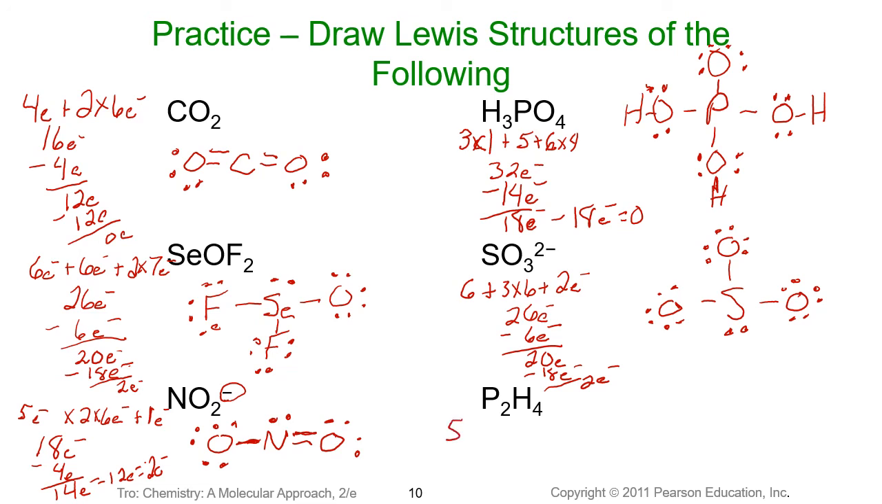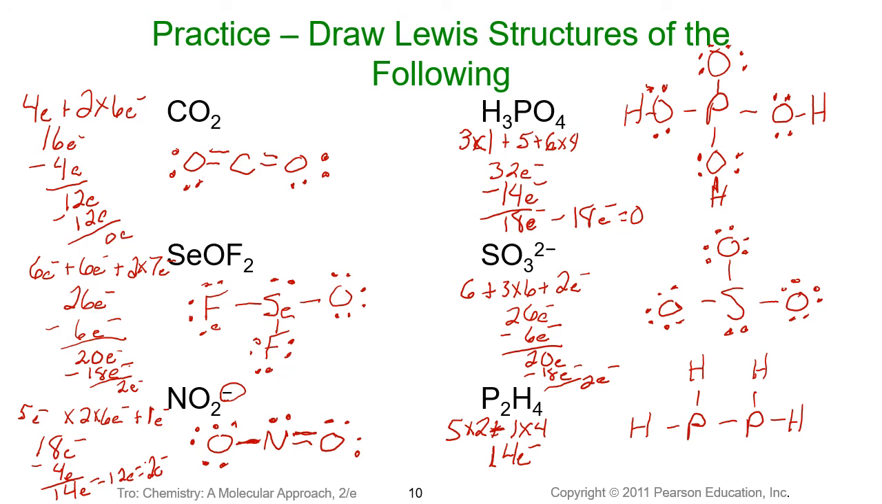Phosphorus. Each phosphorus has 5 valence electrons. Each hydrogen has 1 valence electron. So we have a total of 14 electrons to work with. Now our molecules typically want to be symmetrical, and so we actually have 2 central elements in this case, which are our phosphorus that are attached to each other. We're going to draw it symmetrical because typically that's how our molecules prefer to be.